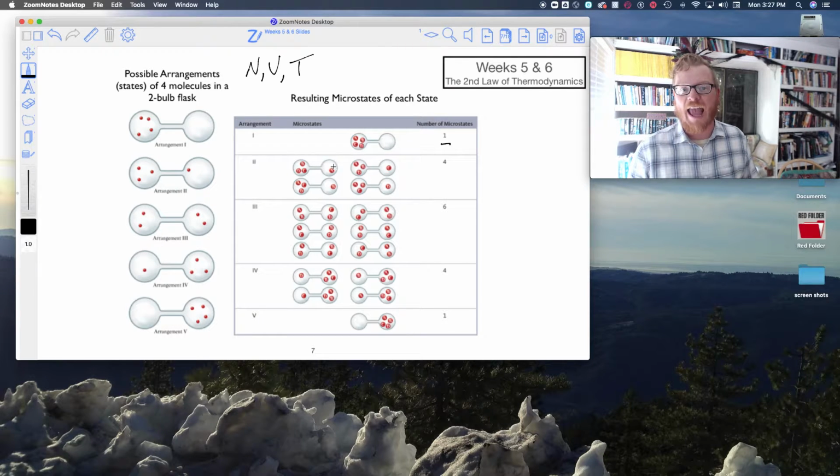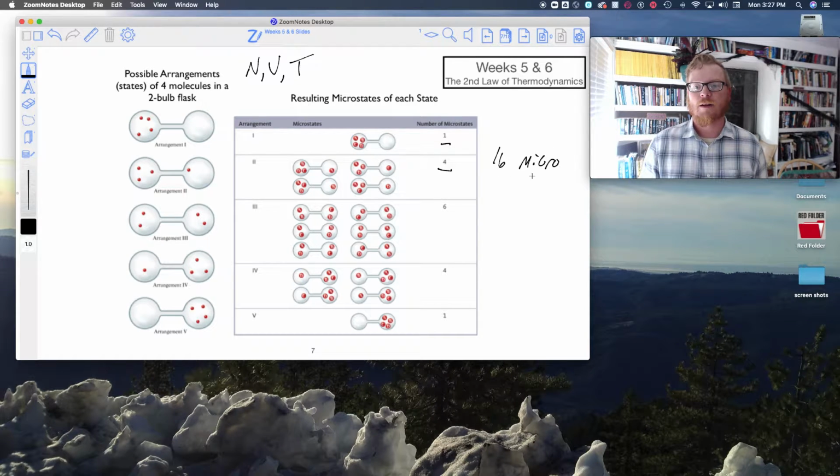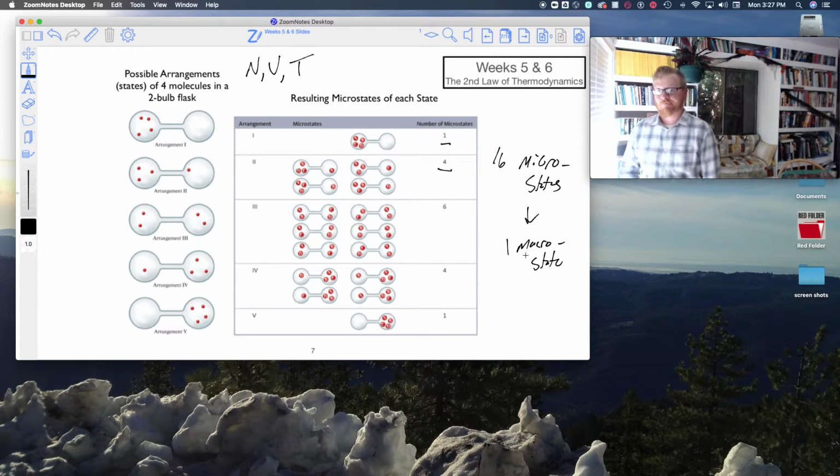For example, I could have only A on the right flask and B, D, and C on the left flask. I could now exchange A and B, or I could exchange B and C, or I could exchange D and C. That would give me four microstates because none of those would directly change the energy of this system. All right? And if I kept going through all of these possibilities, I would have 1 plus 4 plus 6 plus 4 plus 1. So what is that? 5, 11, 16 microstates would result from this one macrostate. Okay?